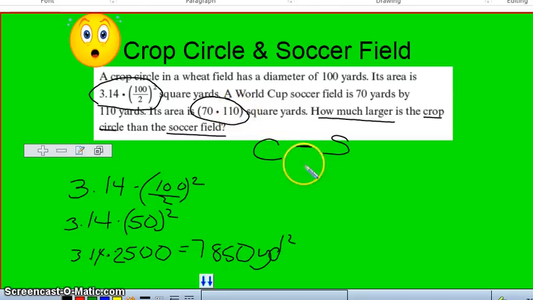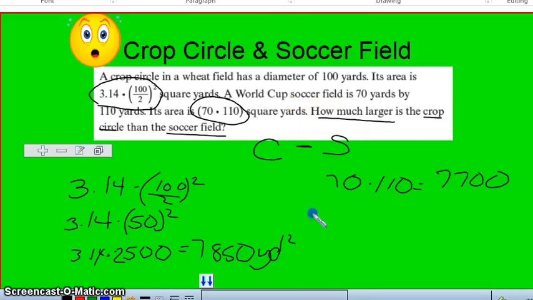Now I want to look at the area of my soccer field. The expression for that is 70 times 110 square yards. There's only one operation to do here, and it's 70 times 110. Multiply those two things, we get 7,700. Now remember, the question here was, how much larger is the crop circle than the soccer field?